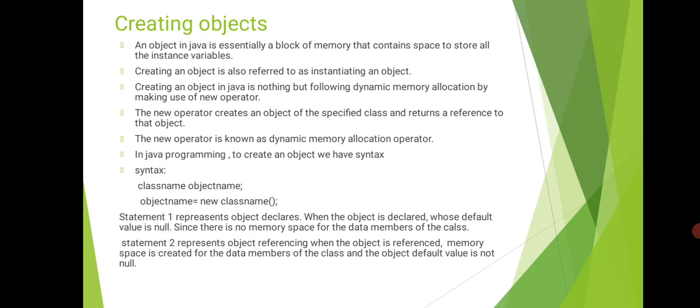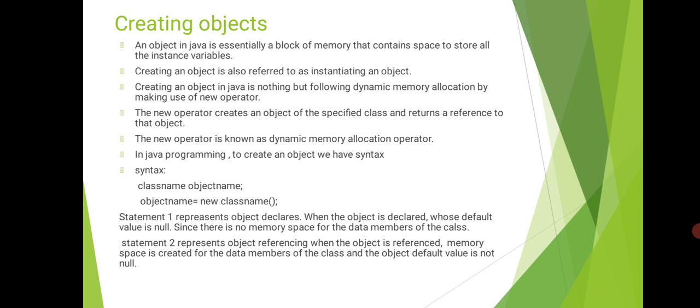Okay, in the second statement we use the new operator, okay, to create an object. So here statement 2 represents object referencing. When the object is referenced, memory space is created for the data members of a class and the object's value is not null. So here, using the new operator, you are creating an object.